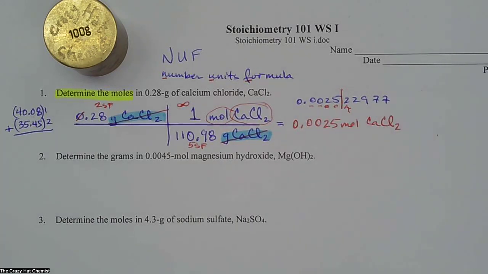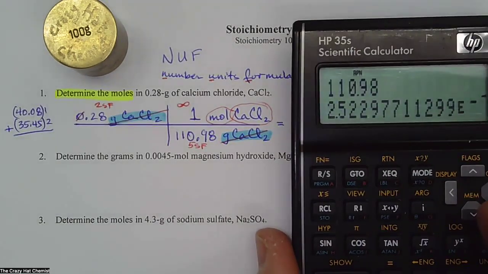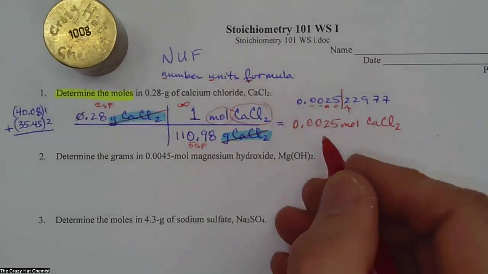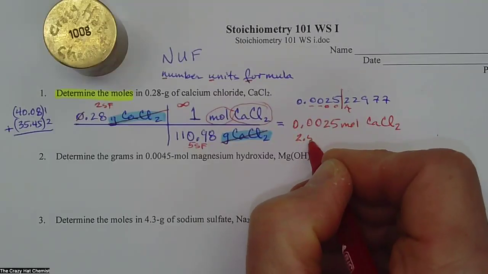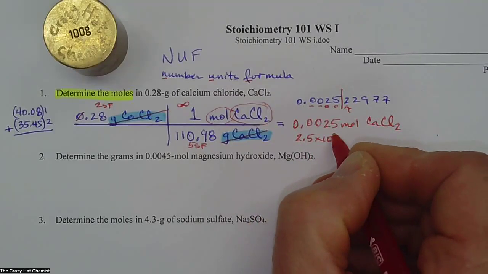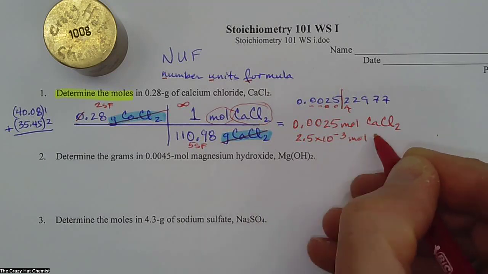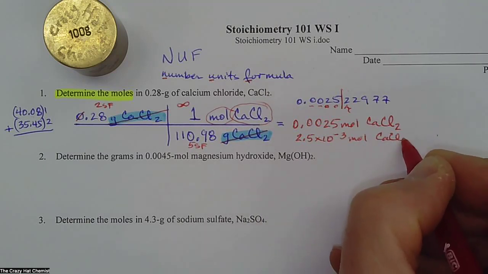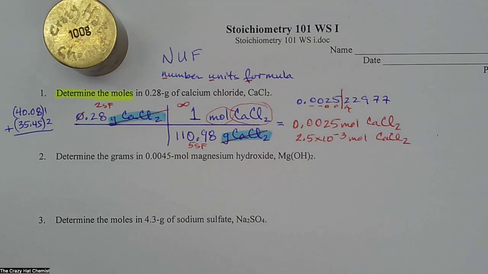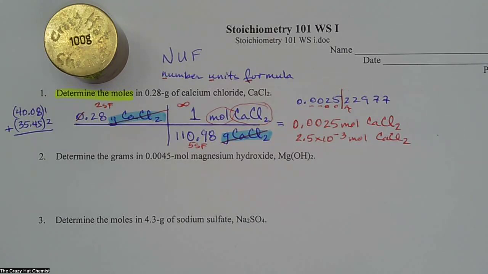If you saw on my other calculator, it was already in exponential notation. And so the other way of writing this would be 2.5 times 10 to the negative 3 moles of CaCl2. Both answers are perfectly correct. Nothing better about one than the other. You can go with either one. All right? Perfect. Let's go for problem number 2.